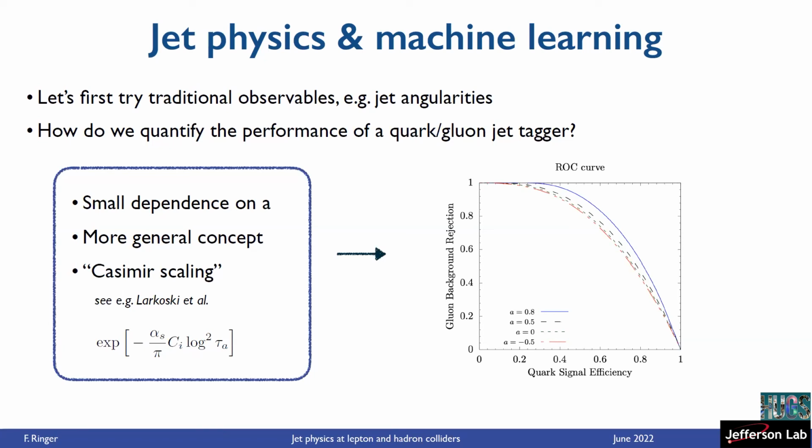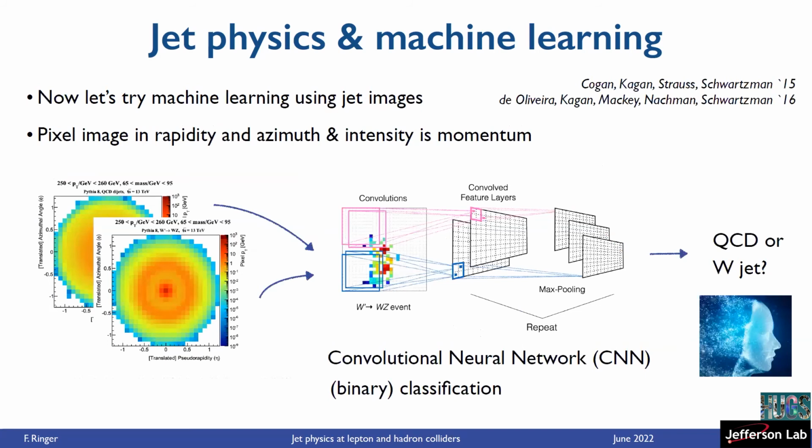You can do a little bit better by using what are called Sudakov safe observables, but it still doesn't get much better than, say, the blue curve. And so that's where you can try to use machine learning.